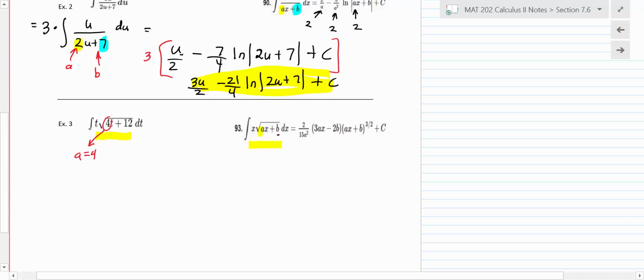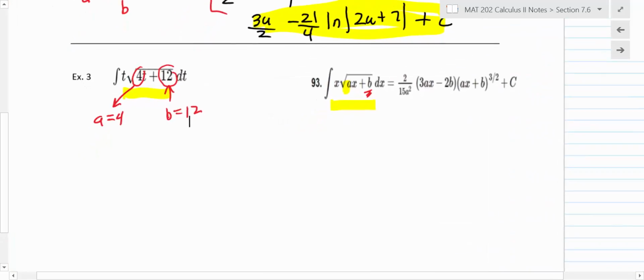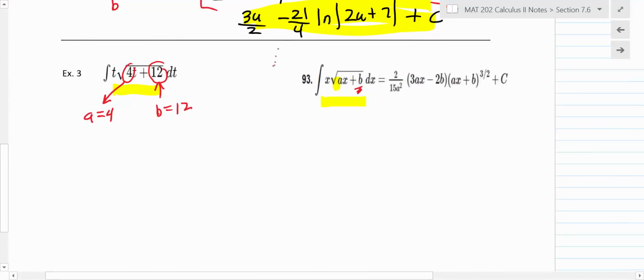B is going to be that number right there. That's the first thing you have to do: make sure that everything matches. Then you do exactly what this formula tells you to do. I'm going to zoom in a little bit so I can see this better. I'm just going to plug everything in, and we'll probably have quite a bit of arithmetic to do.